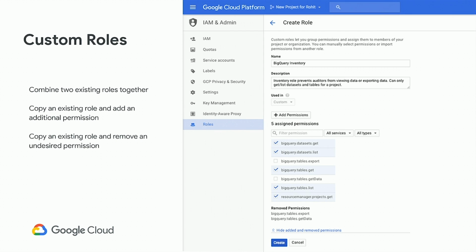But for some of their grants, Zotkix found that even the curated roles that we were providing were close, but not exactly what they were looking for when it comes to granting access. And so as a result, they decided to take a look at custom roles. Here, for example, they copied one of the BigQuery curated roles and removed a couple of permissions they didn't want to grant. In other cases, Zotkix can do the same, but add a few additional permissions. They could also combine two curated roles to simplify their access grants.